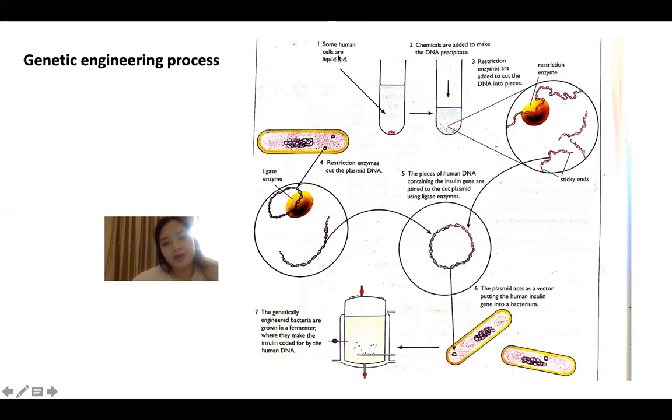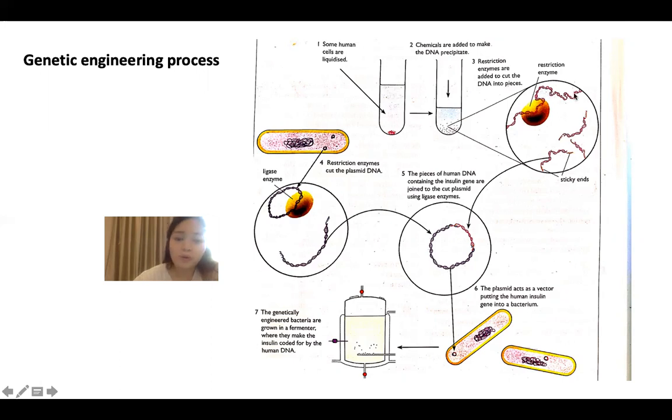We take some human cells and liquidize them. Then we add some chemicals to make the DNA precipitate. This is just to make it easily separated out so that we can take out some of our DNA to put inside the bacteria. Now, I want you to memorize some terms. Let's zoom through here. You see, this is our DNA, that chain of double helix.